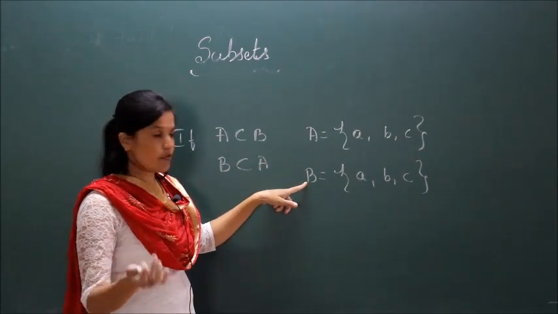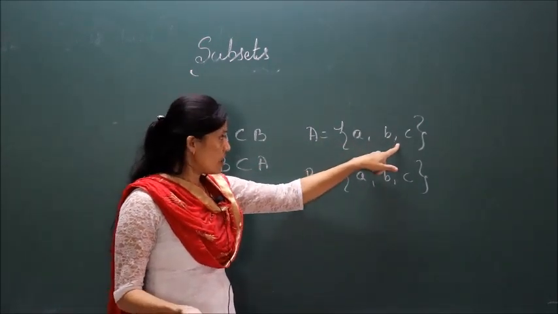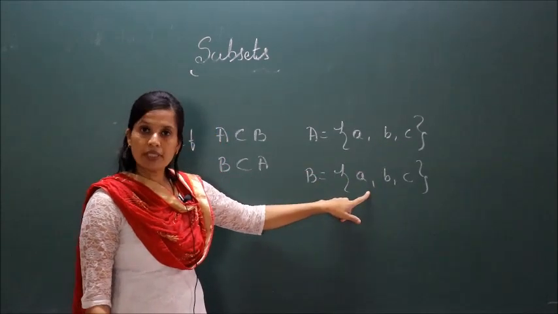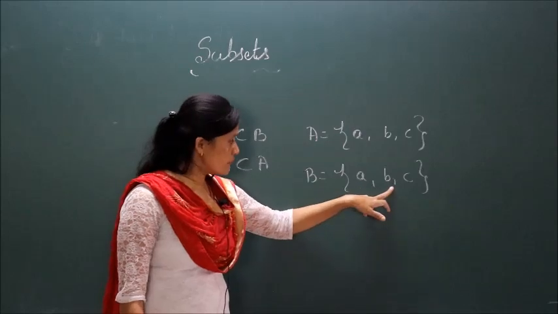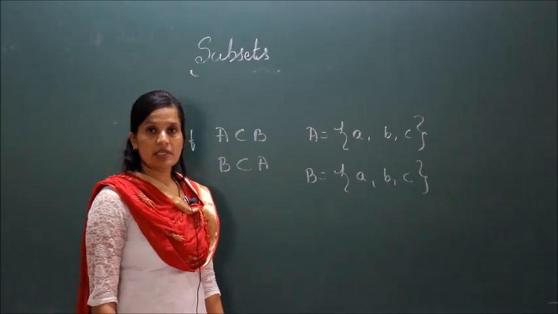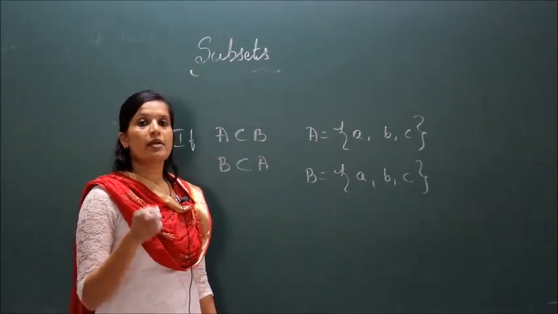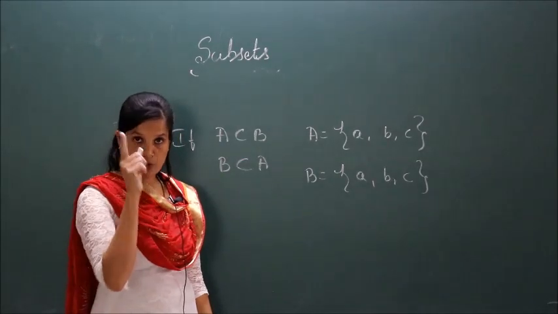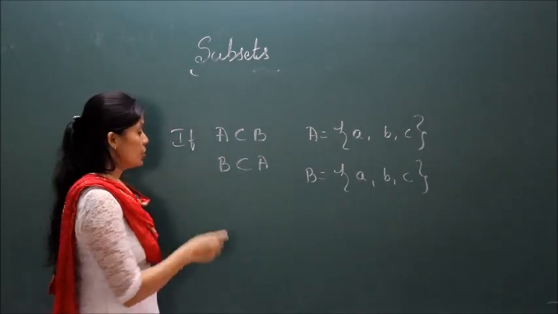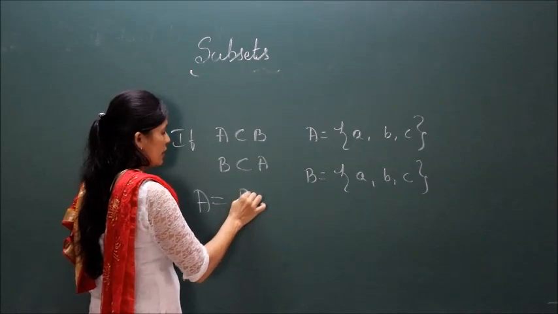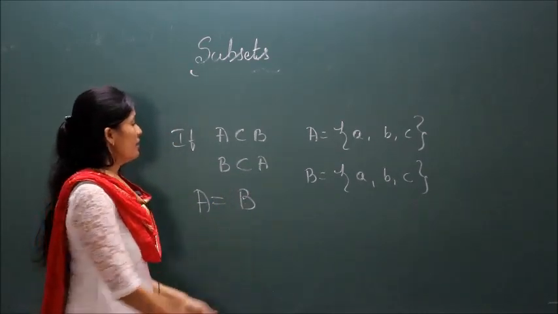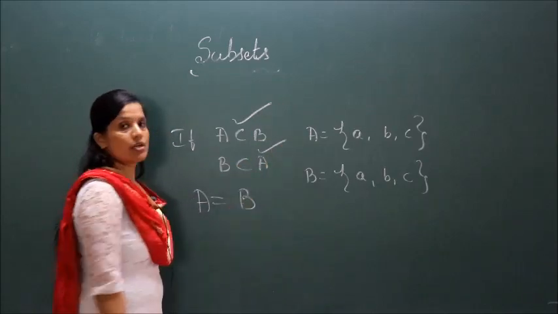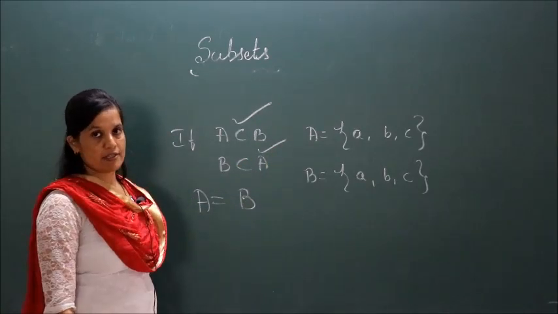Yes, A is the subset of B because all the elements of A are also elements of B. Whether B is the subset of A? Yes, the elements of B are in set A. A is the subset of B and B is the subset of A. This is possible only when the two sets are equal. Here set A is equal to set B, then only this condition is satisfied.